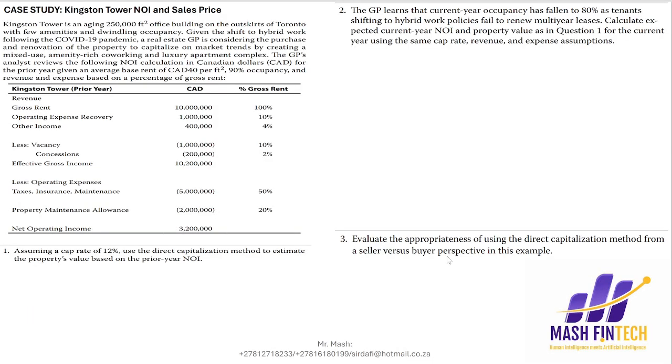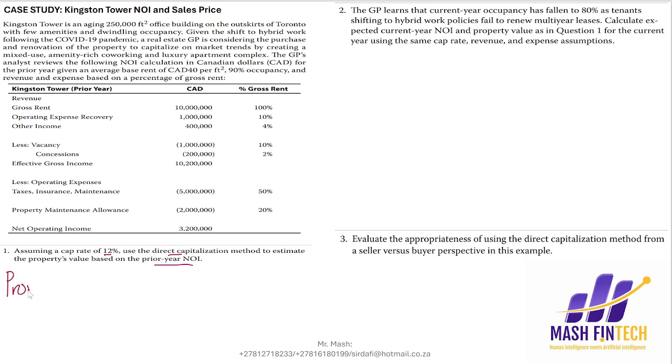Okay, let's see the next one. Again, you can read through this, try this on your own first, and then we can do it together. So you can pause, come back, and then we do this together. I hope you give it a try. But if you read through this, we want to assume a cap rate of 12. You'd want to use the direct capitalization method to estimate the property value based on prior year net operating income.